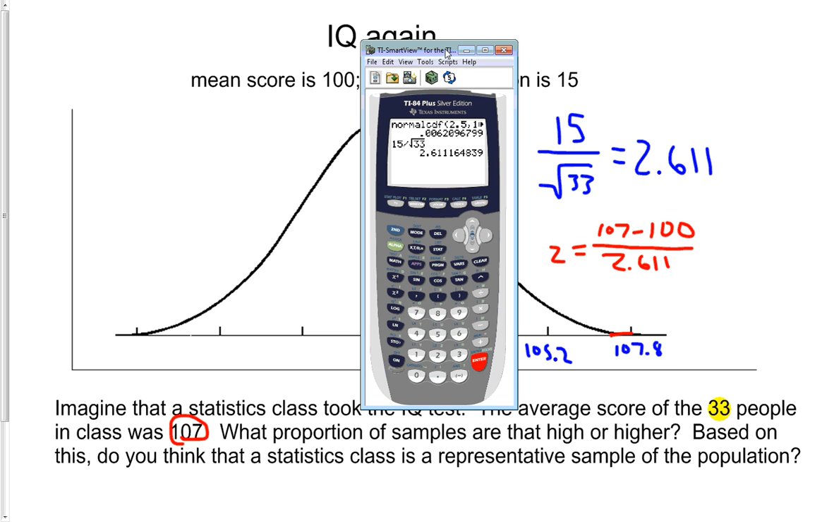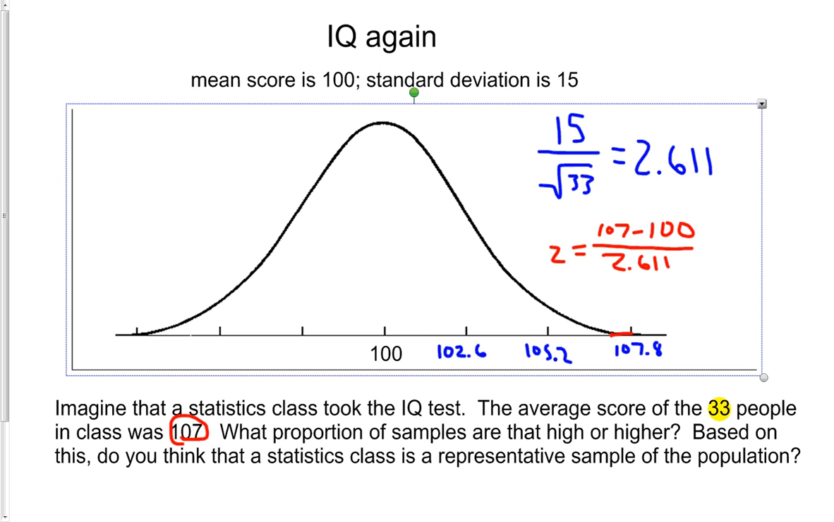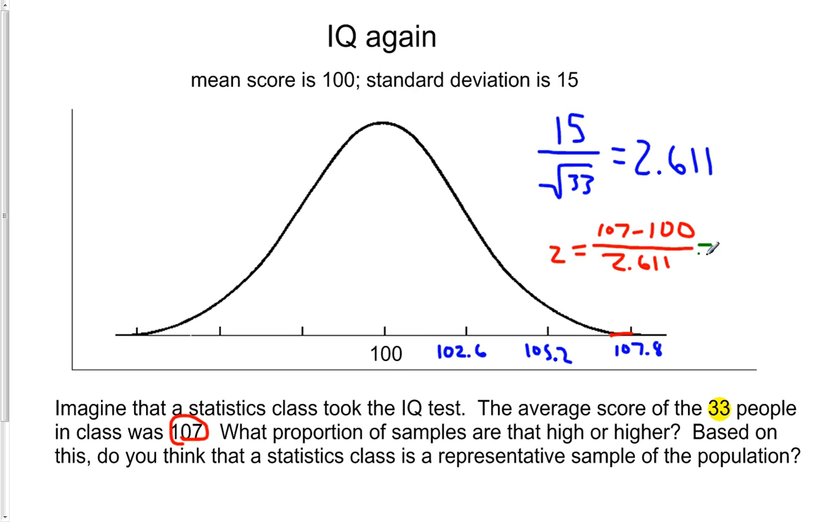So we take out our calculators. And our numerator here is going to be 7. Our denominator will be the number we just calculated. So we keep it exact in my calculator here. We're going to get approximately a z-score of 2.681. So that's our z-score. Now we need to find the area under the curve.